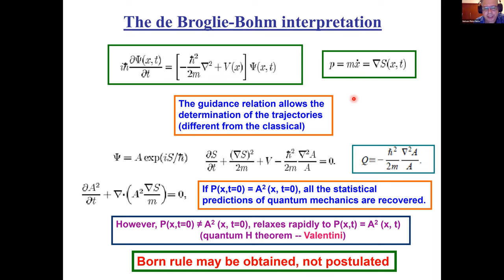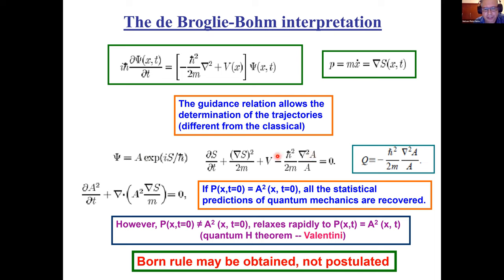Now, why is this sensible? Because if you write the wave function in a polar form, where A here is the norm of psi and S is the phase, you have two equations here. The first one, for the phase, is like the Hamilton-Jacobi equation for S, supplemented by an extra term, which comes from A, the norm of psi.